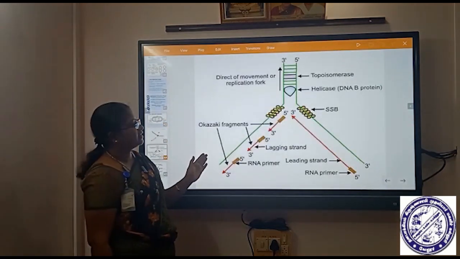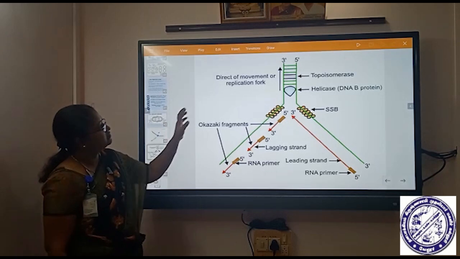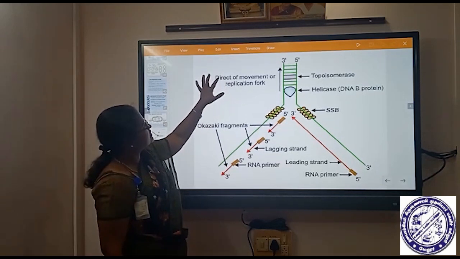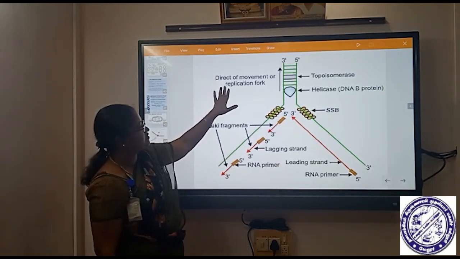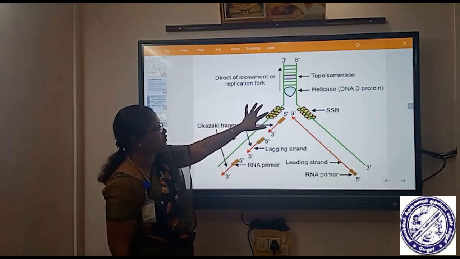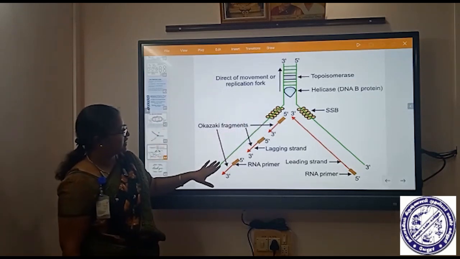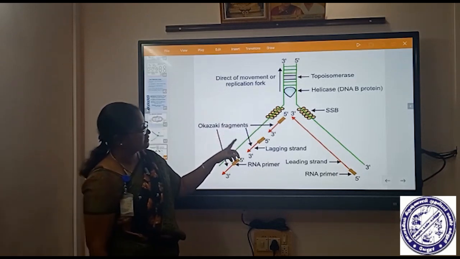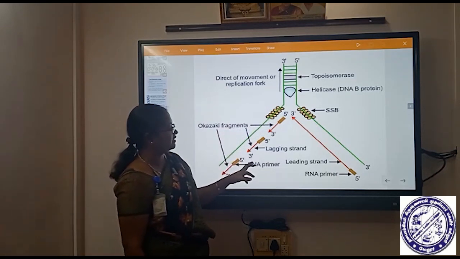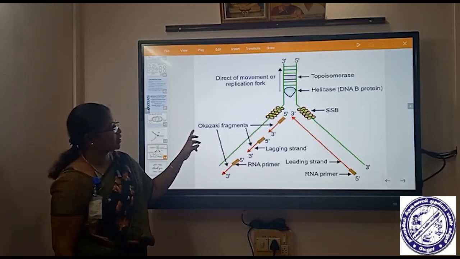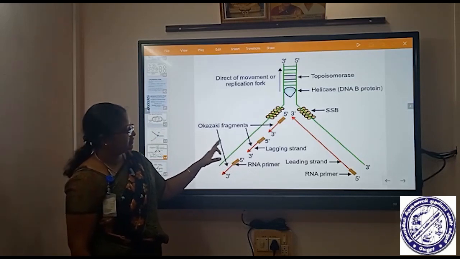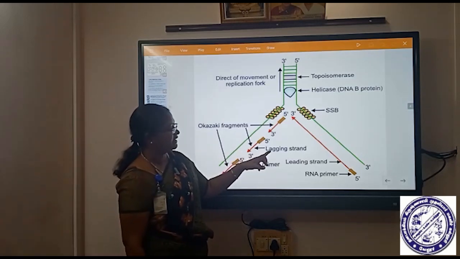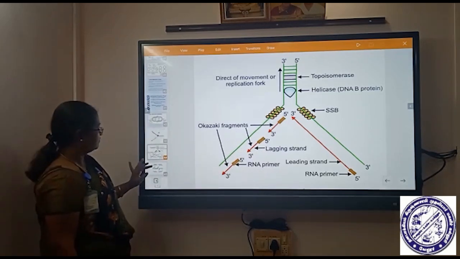So here, linear replication. Here is the movement of the replication fork and this is the SSB protein, and here one strand is synthesized as a continuous strand, and the other strand is synthesized as fragments. The fragmented strand is known as Okazaki fragments and the continuous strand is known as the leading strand.